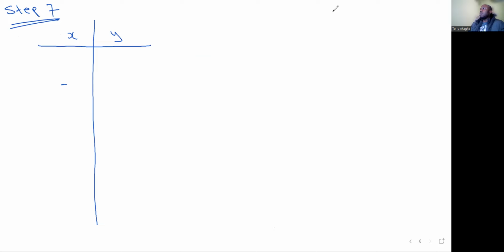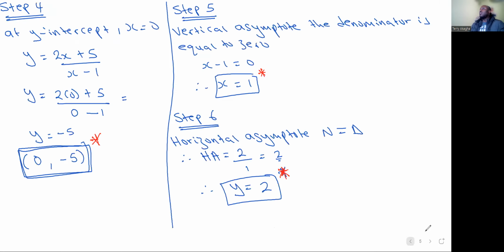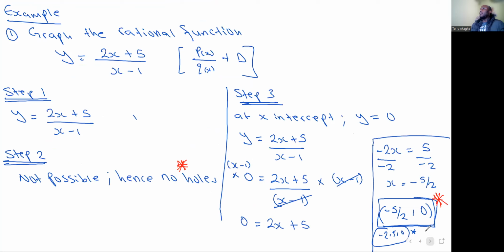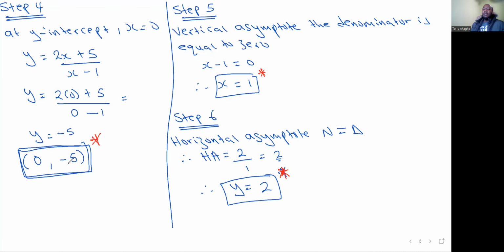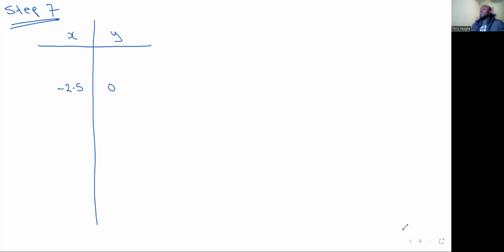The x-intercept, let me take this, you'll have minus 2.5 and y is 0. Then the next one is that we have the y-intercept is 0 and minus 5. So x is 0, y is minus 5. So I'm going to label this just for it to be clear for those writing. So this is the x-intercept. All right, I've done that. And this is the y-intercept.